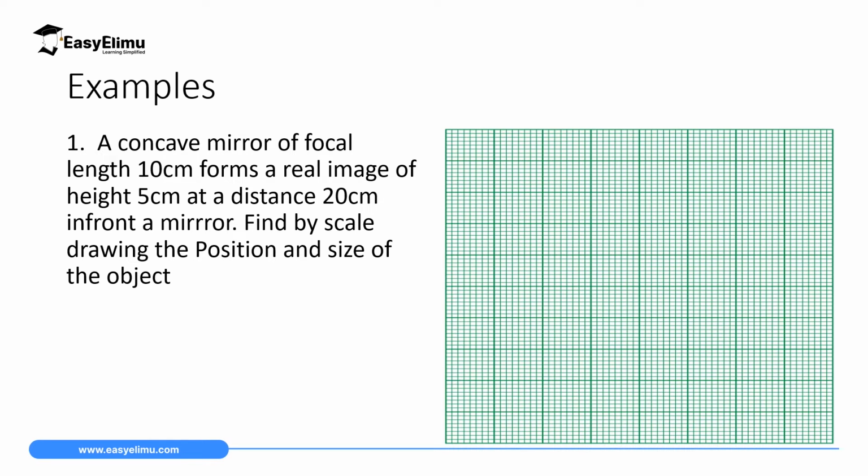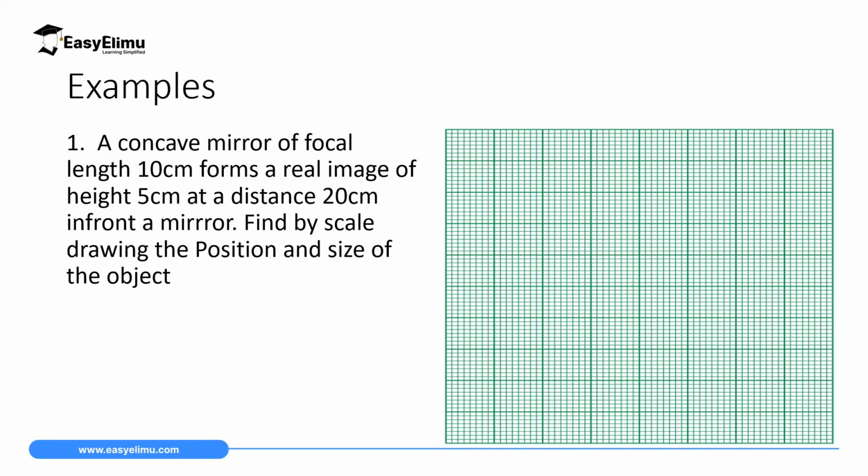In this case, the first question reads: a concave mirror of focal length 10 centimeter forms a real image of height 5 centimeter at a distance 20 centimeter in front of a mirror. Find by scale drawing the position and the size of the object.